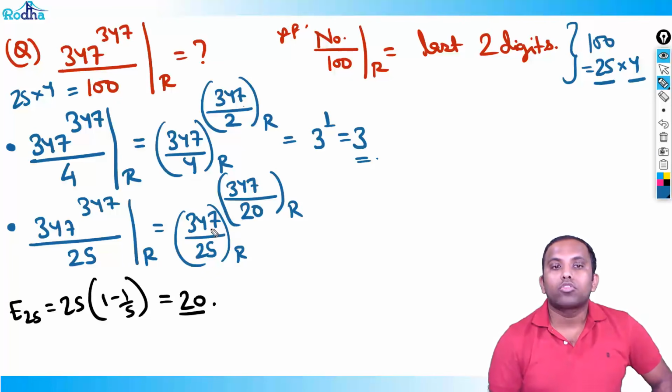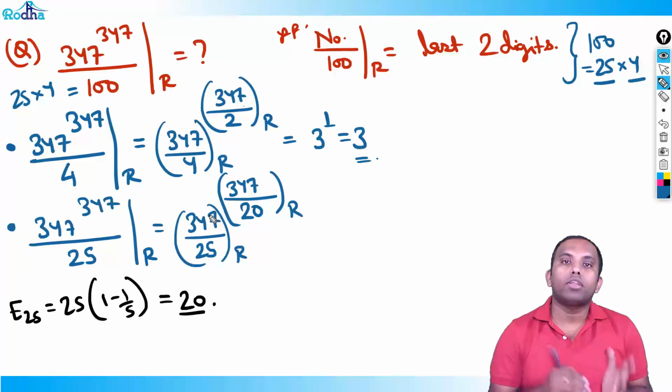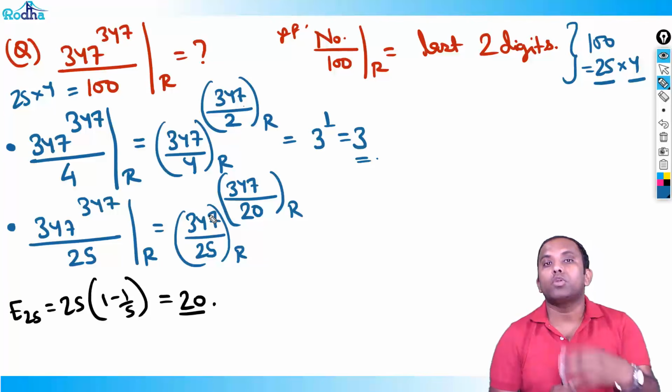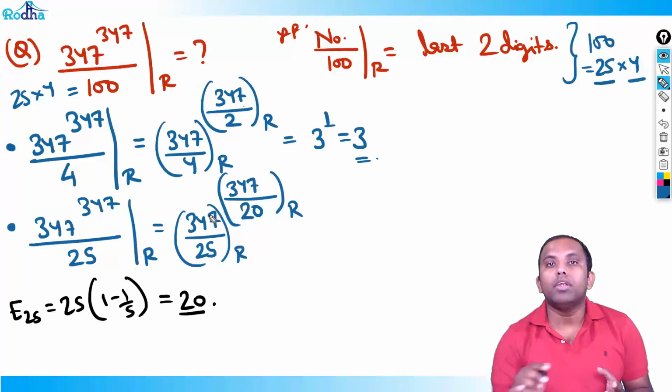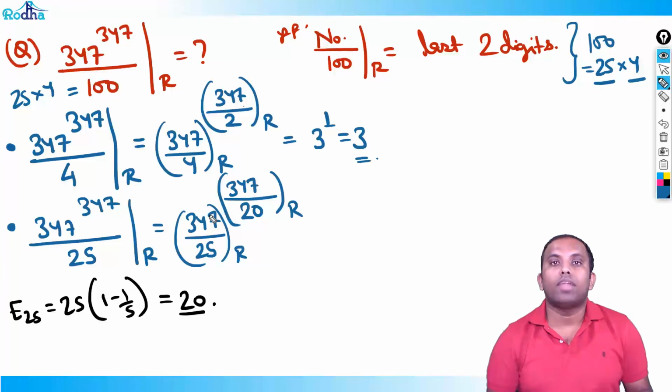What is the remainder here? So 347 by 25. What is the positive remainder? 22. 25 into 13 is 325. But you should sense it: if the positive remainder is 22 and the denominator is 25, the negative remainder has lesser magnitude. That's why we have studied negative remainder; try to use it at the correct time to replicate in the exam.